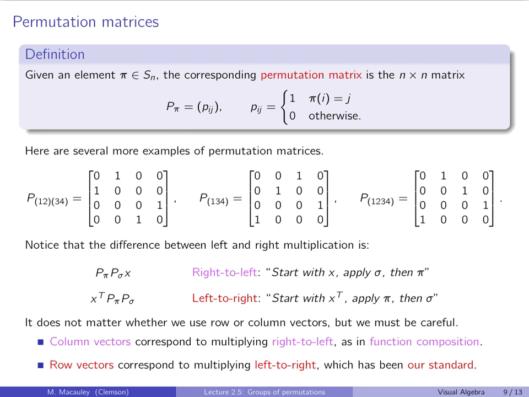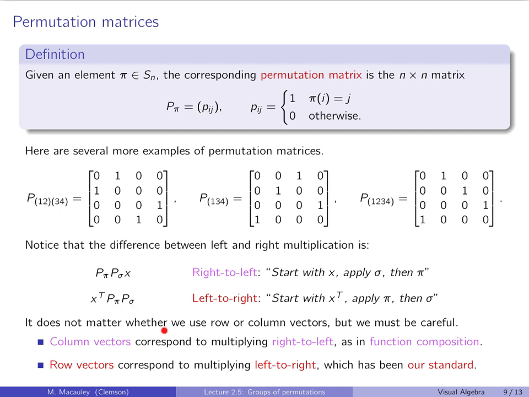So if I have a vector x and I write P_pi times P_sigma times x, then I'm implicitly multiplying from right to left. I'm first applying sigma, and then I'm applying pi. However, if I want to read from left to right, then I have to put a row vector on the left. So I'll write that as x transpose to emphasize that it's a row vector. If I first want to apply pi and then sigma, in other words, this product, I have to put x on the left. So start here, then apply pi, then apply sigma.